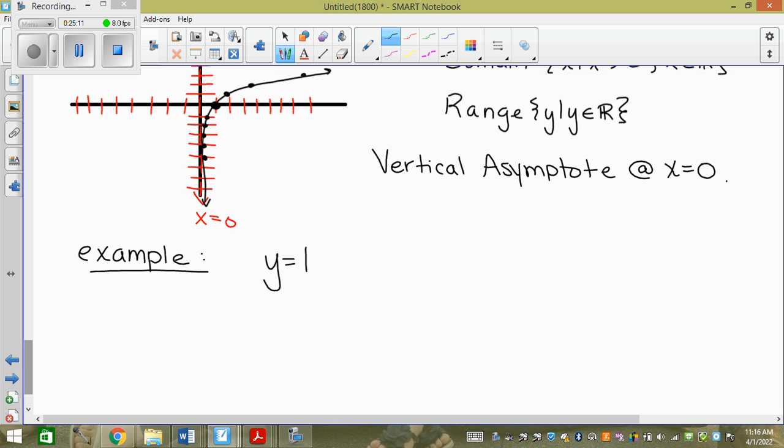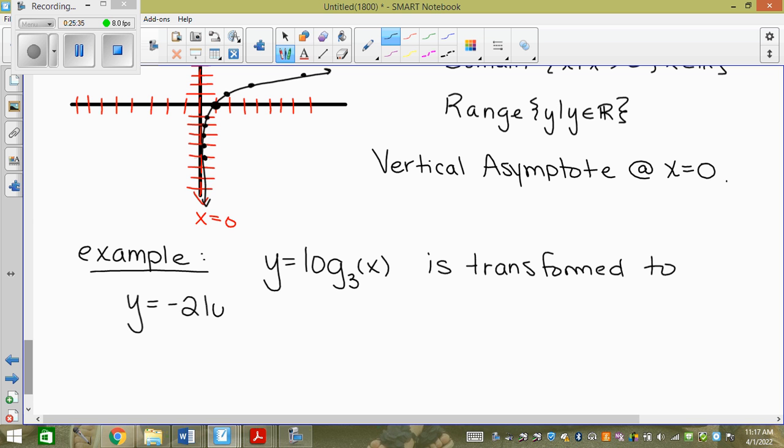Y equals log base 3 of x. Now I can add anything to the other one. I'll say it's transformed to log base 3 of x. And now I can add any translations I want to it. Correct? So I'm going to go, is transformed to y equals negative 2 log base 3 of 1/2 x plus 2. That's what I'm going to do.